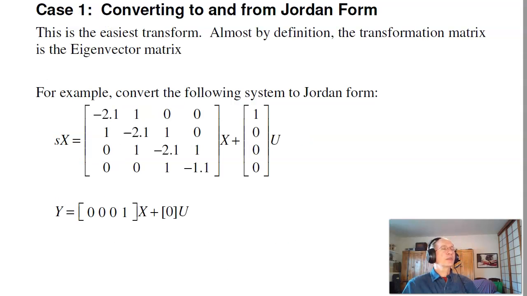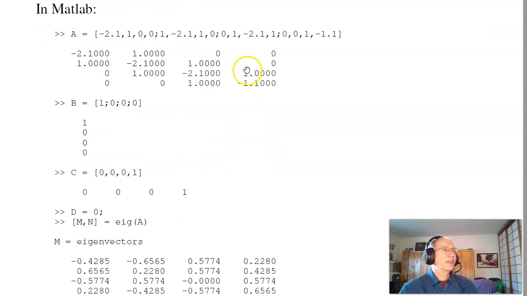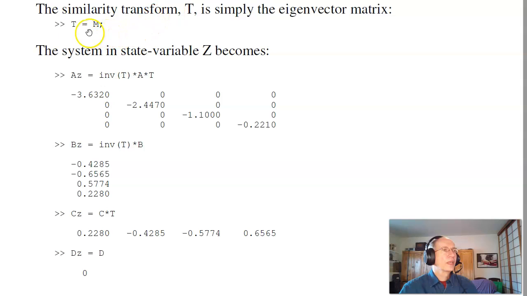The easiest form to get to is Jordan form. Almost by definition, the transformation matrix that gets you there is the eigenvector matrix. So for example, if I have this system, that's your x dot equals Ax plus Bu, y equals Cx plus Du. To put it in Jordan form, I would find the eigenvalues and eigenvectors. So in MATLAB, here's your A matrix, B, C, D. Find the eigenvalues, eigenvectors. Eigenvectors is what I care about. My similarity transform is just the eigenvector matrix.